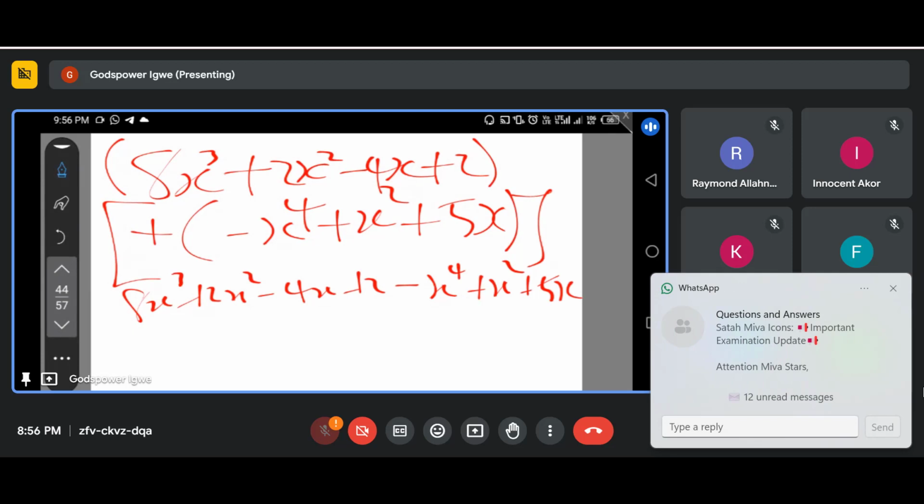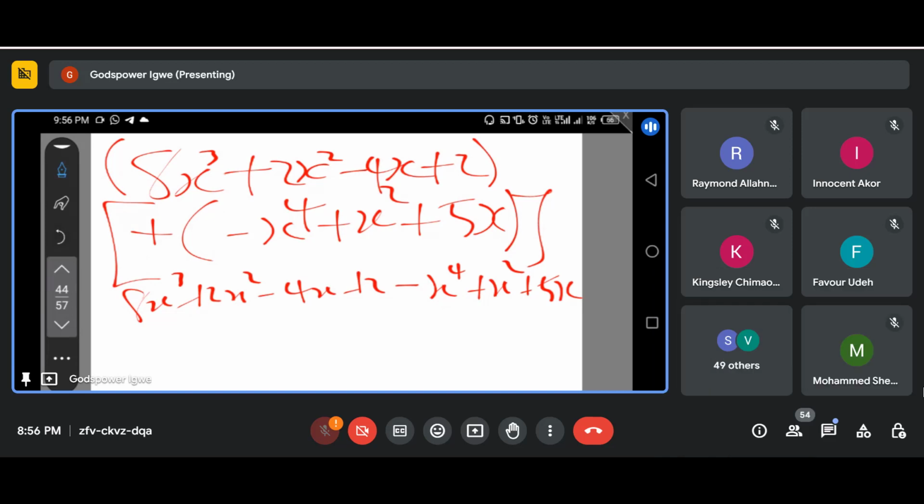So we check which terms have the same powers. Which one is the highest? Our highest degree there is 4. We bring it first, then plus, followed by x cubed.